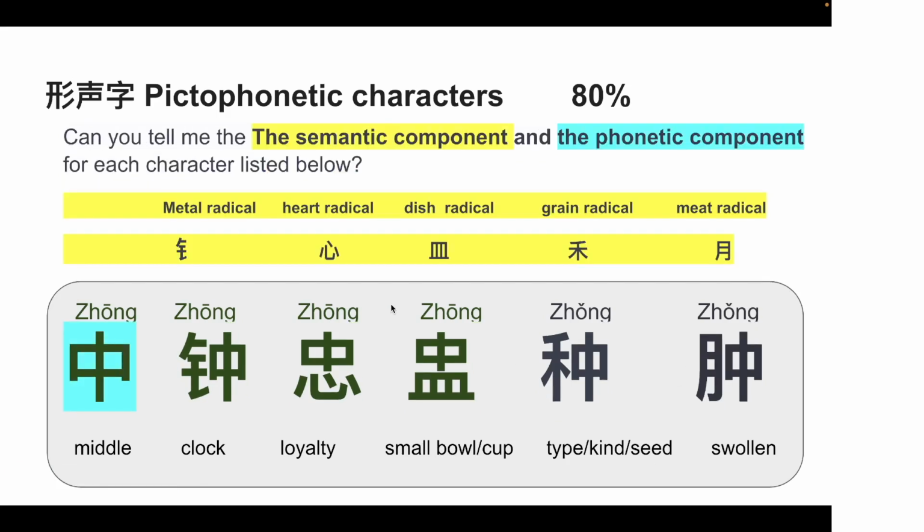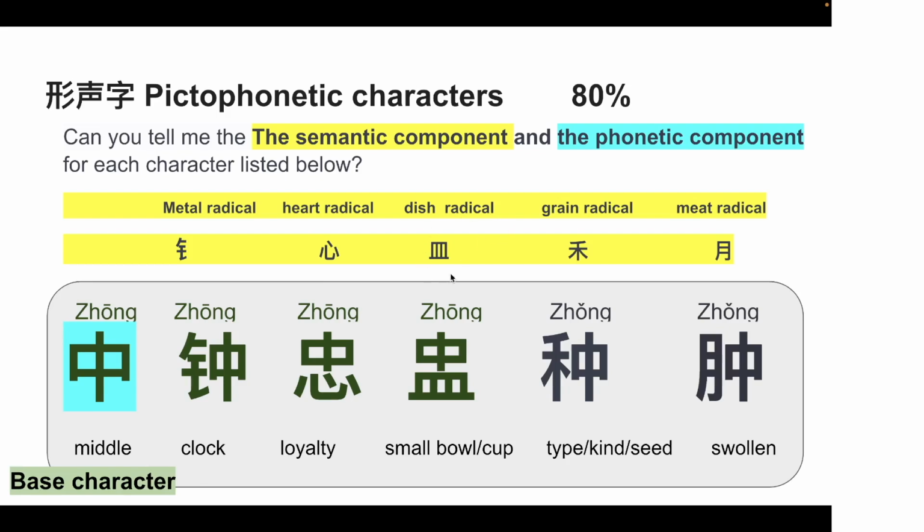So let's see. This is the metal radical, so it has something to do with metal, and the pronunciation is pronounced as 中 because it has this base character 中. And then this one is a heart radical, something to do with a heart to show your loyalty. 中 here meaning for loyal.